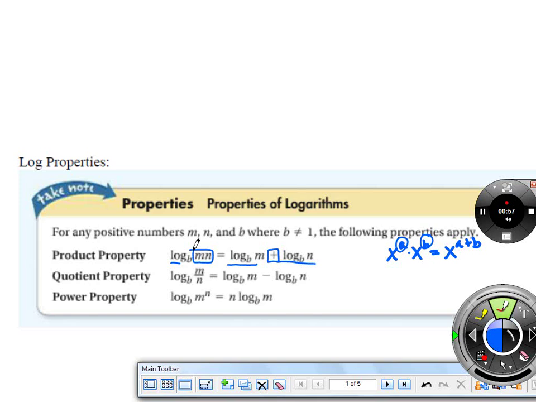Then there's a quotient property. You had a quotient property for exponents. If you had two powers with the same base that were being divided, you can turn that into one power with that base where the exponents were subtracted. And here you can see if you have two logarithms with the same base where the quantities are being subtracted, then you can combine them into one logarithm where they are being divided.